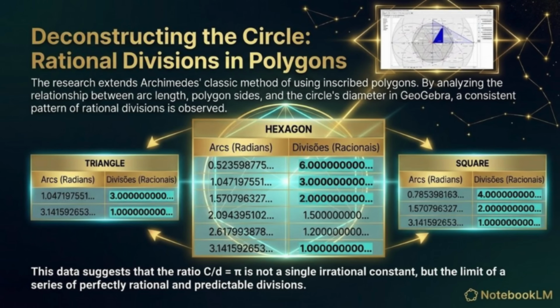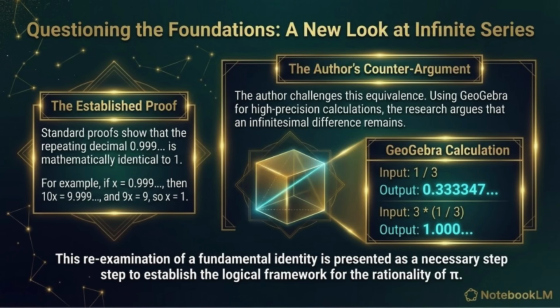Okay, so to really make this logical framework stand up, the author has to challenge another huge mathematical cornerstone. Most of us have probably seen the standard proof that the repeating decimal 0.999... is mathematically identical to the number 1. But this research presents a counter-argument. Using GeoGebra's high-precision calculator, the author points to a result from the software that seems to challenge that identity.